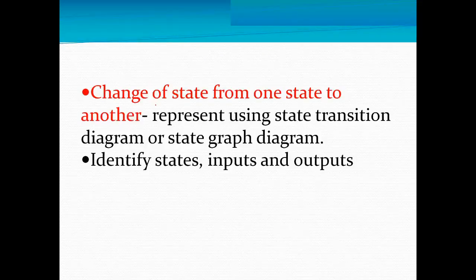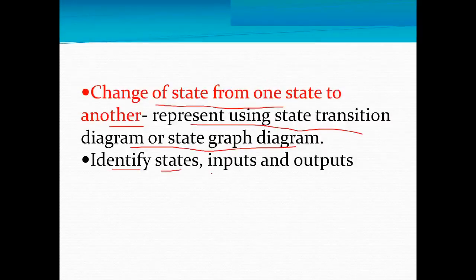Definition: change of state from one state to another, present using state transition diagram or state graph diagram, and identify states, inputs and outputs. So in this state graph testing, you need to identify the inputs, and based on the input how the system state changes, and when the state changes what output you will get, that you need to identify, and these all things you are going to represent in a state transition diagram.